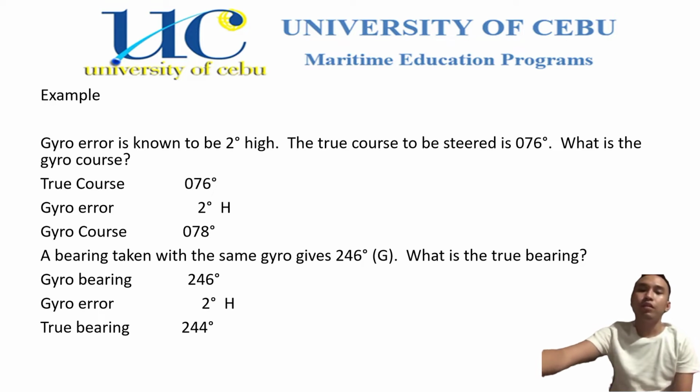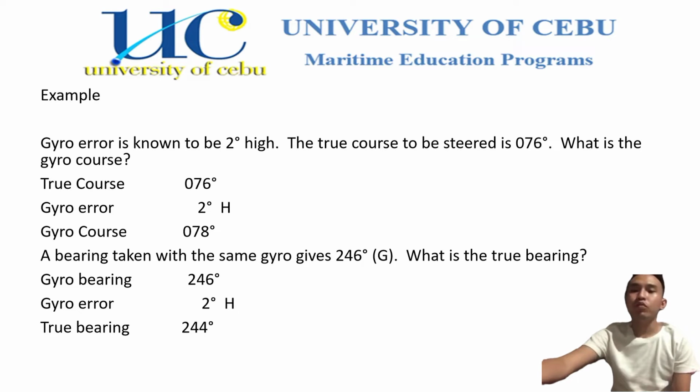For example, gyro error is known to be 2 degrees high. The true course to be steered is 076 degrees. What is the gyro course? Simply because the true course is given as 076 degrees and the gyro error is 2 degrees high, the gyro course would be 078 degrees, because the gyro course is higher than the true course.